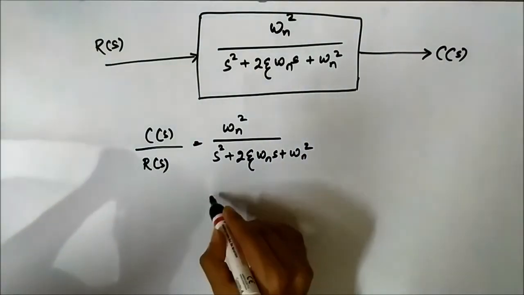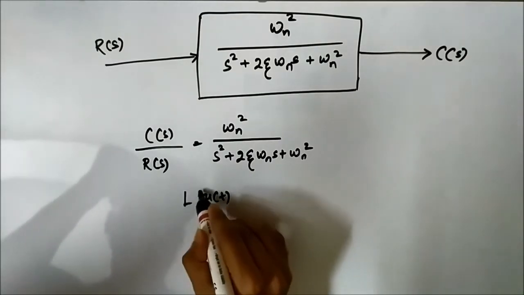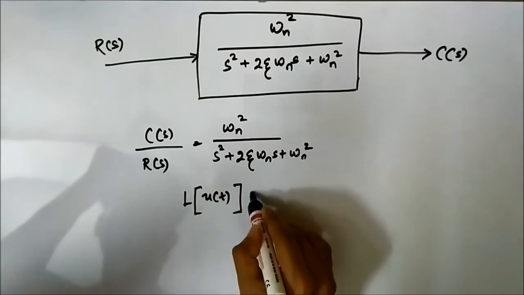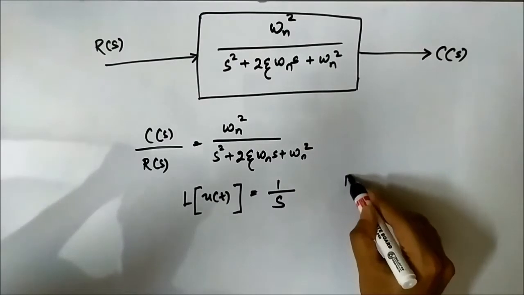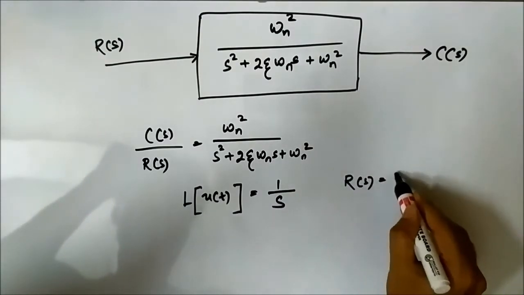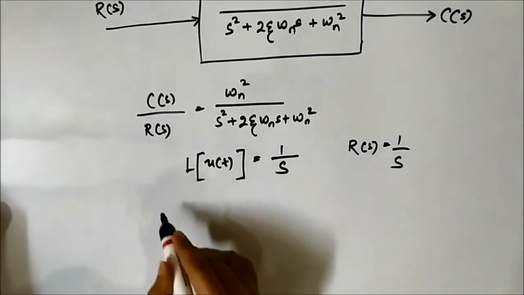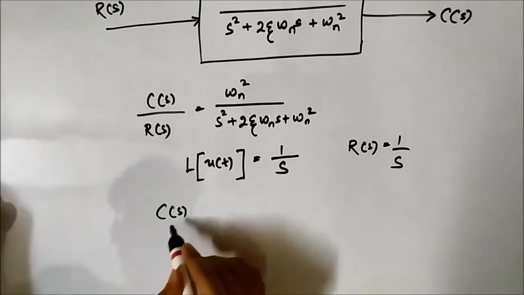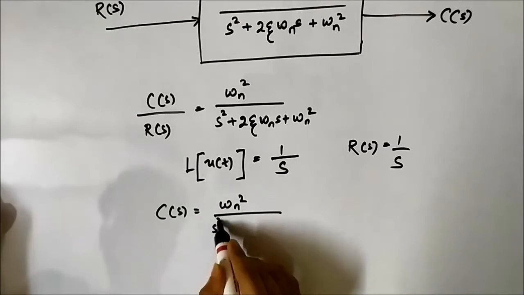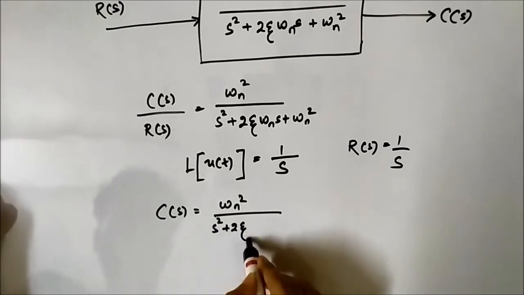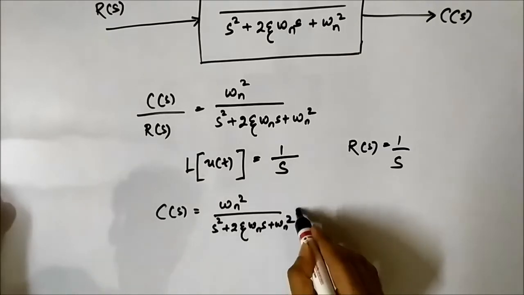Now we know that for unit step input, the Laplace transform is equal to 1 by s. So here R(s) is equal to 1 by s. So C(s) will become omega n square by s square plus 2 zeta omega n s plus omega n square, into 1 by s.